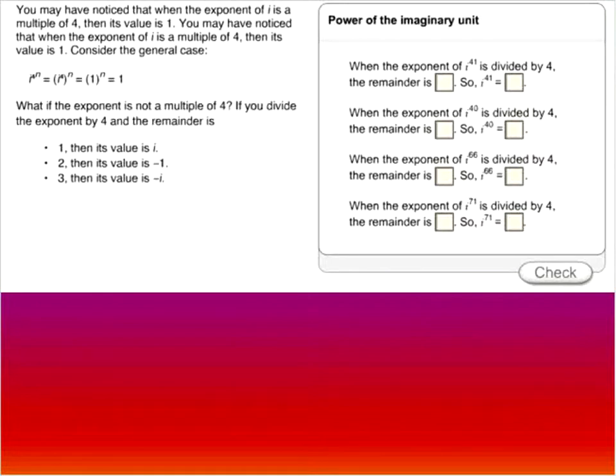So before we go to these over here, let me talk about the ones on the previous page. So just look at i to the 6th. What this is telling you to do is to take 4 and divide it into 6. 4 goes into 6 one time, and you get a remainder of 2. So looking at our little list here, a remainder of 2 means that i to the 6th is going to simplify to a negative 1.